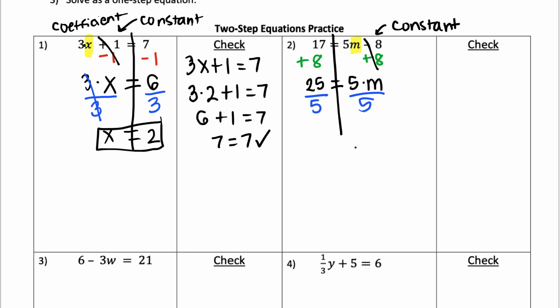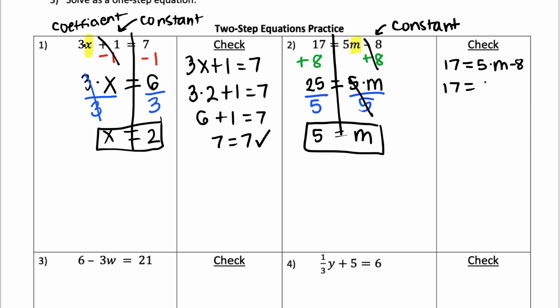25 divided by 5 is 5, and 5 divided by 5 is 1 whole, and 1 times m is just m. So we're left with 5 equals m. I'm going to rewrite it to check. So 17 should equal 5 times m minus 8. 17 should equal 5 times 5 minus 8. 5 times 5 is 25. We take 8 away, and 25 minus 8 is 17. That is equal to what we expected.